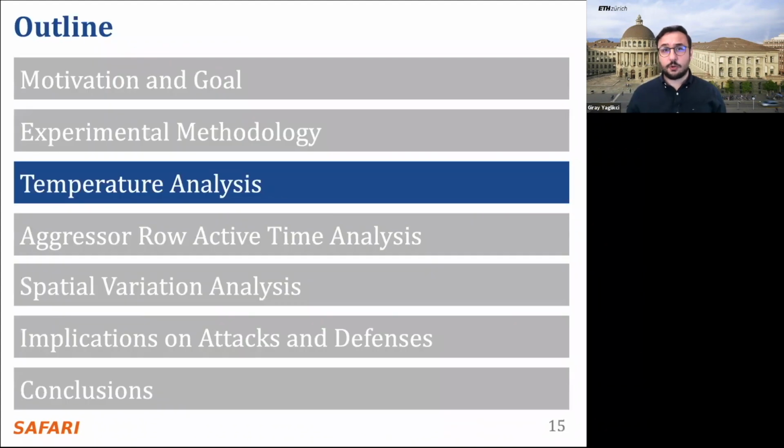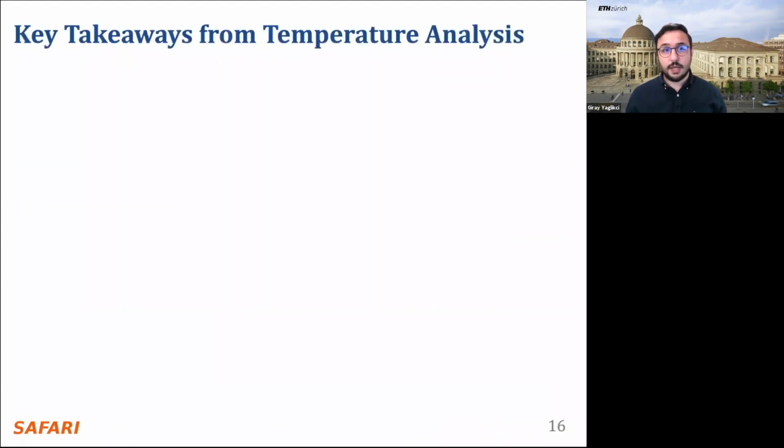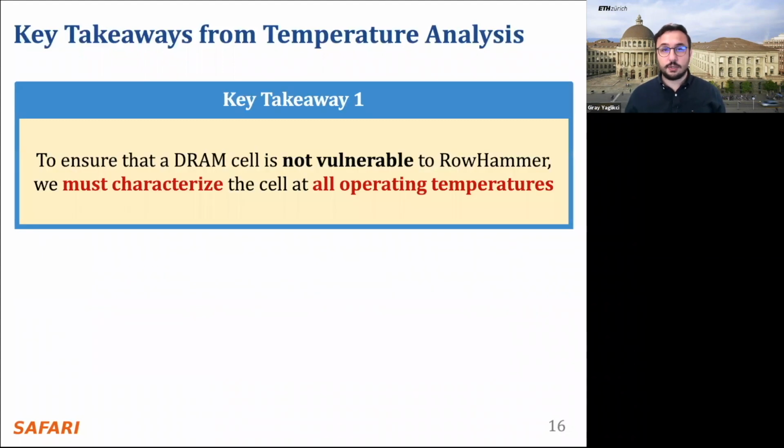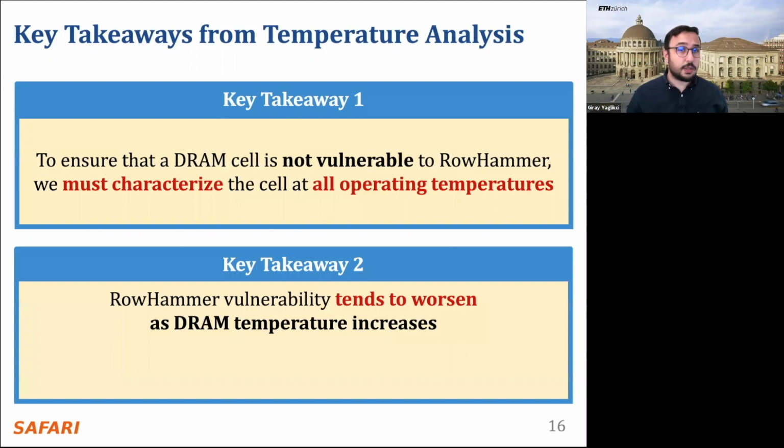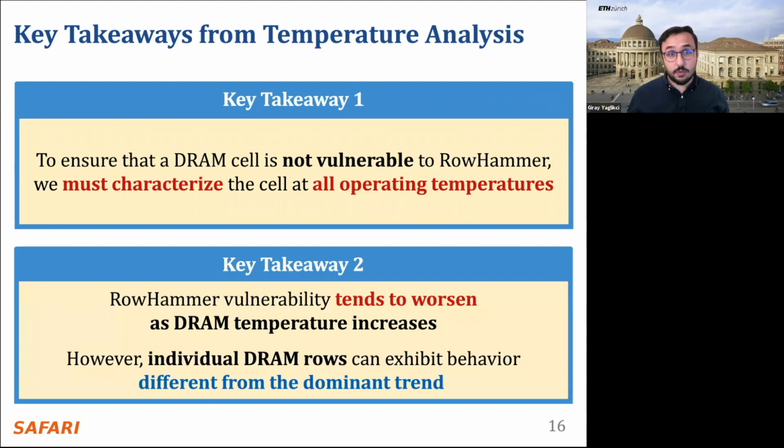Let's begin with our first analysis, temperature. This analysis provides two key takeaway lessons. First, to ensure that the DRAM cell is not vulnerable to RowHammer, we must characterize the cell at all operating temperatures. Second, RowHammer vulnerability tends to worsen as DRAM temperature increases. However, individual DRAM rows can behave differently from the dominant trend.